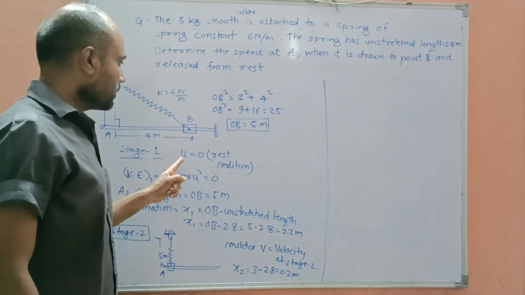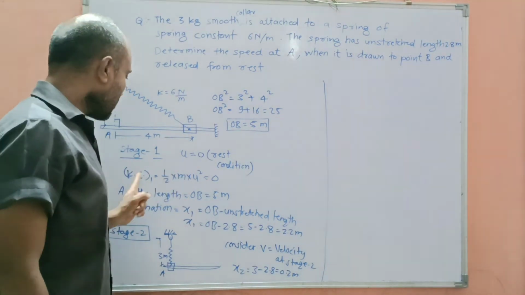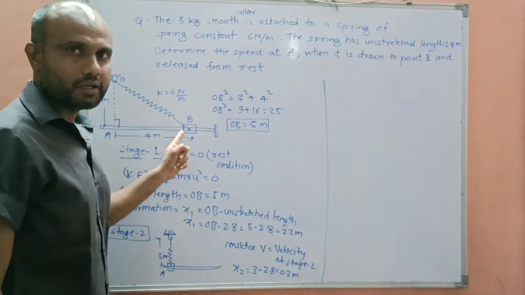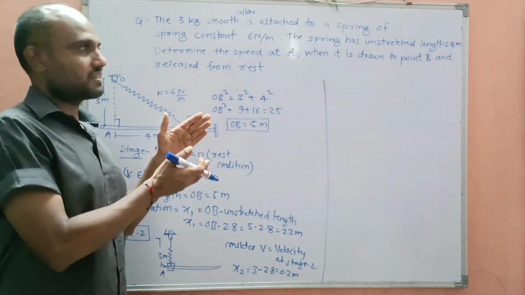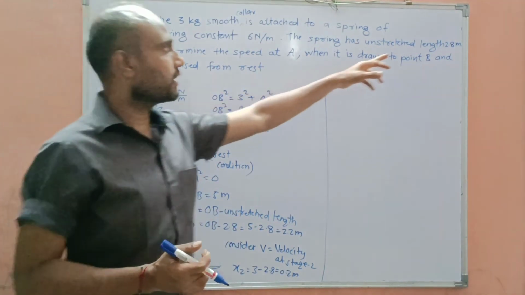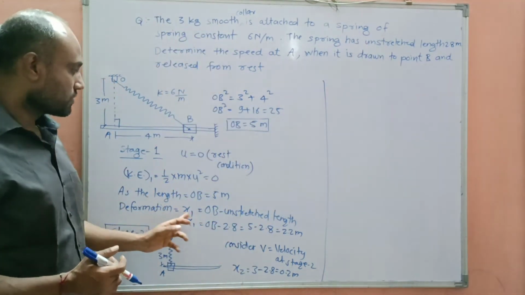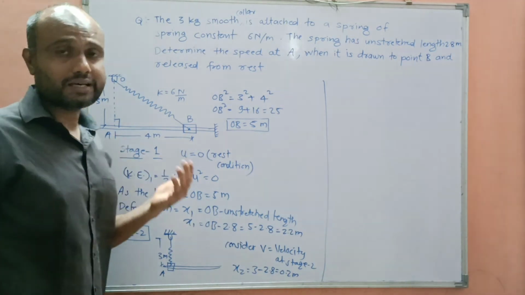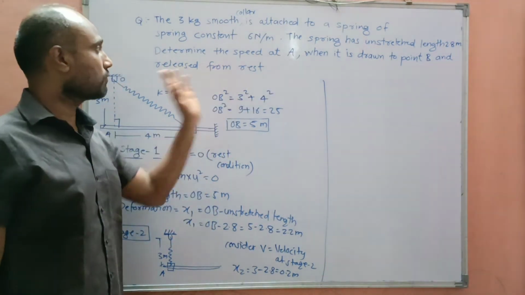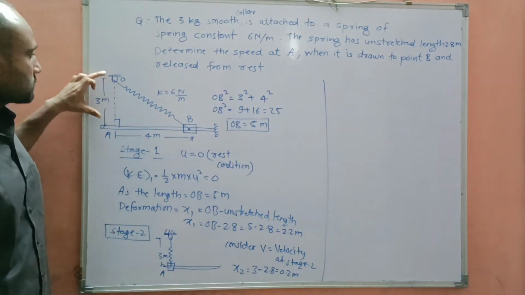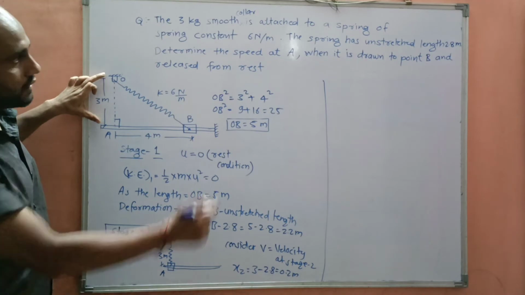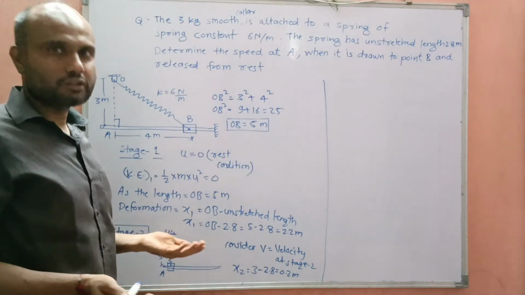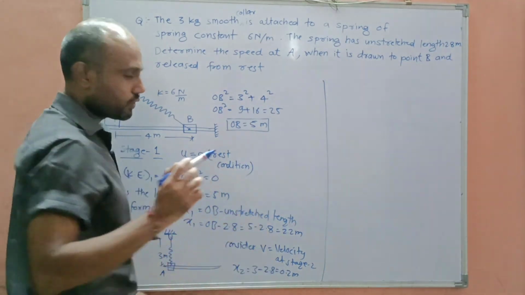At stage 1, initial velocity u is 0, kinetic energy is equal to 1 by 2 m u1 square, which is 0. This length is 5 meter. So the current length is 5 meter minus the unstretched length, which is 2.8 meter. So deformation x1 is equal to 5 minus 2.8, 2.2 meter. When it is reaching point 2, let us assume its velocity is v, because we have to calculate that velocity. The length of the spring over here is 3 meter, and then again we have to subtract 2.8 meter, that is the unstretched length of the spring. So 3 minus 2.8, 0.2 meter.